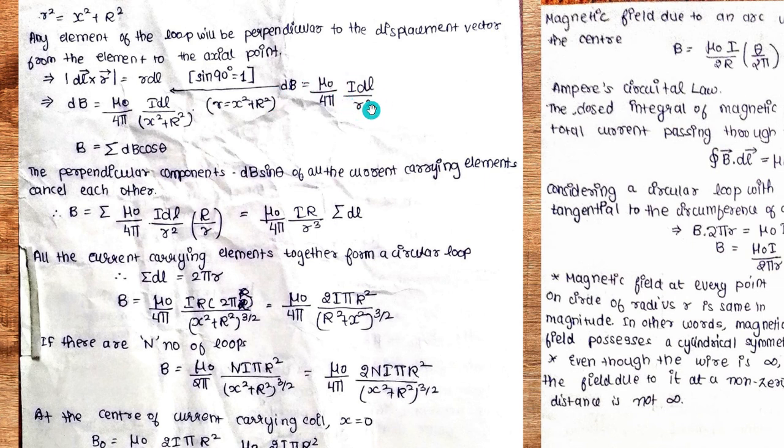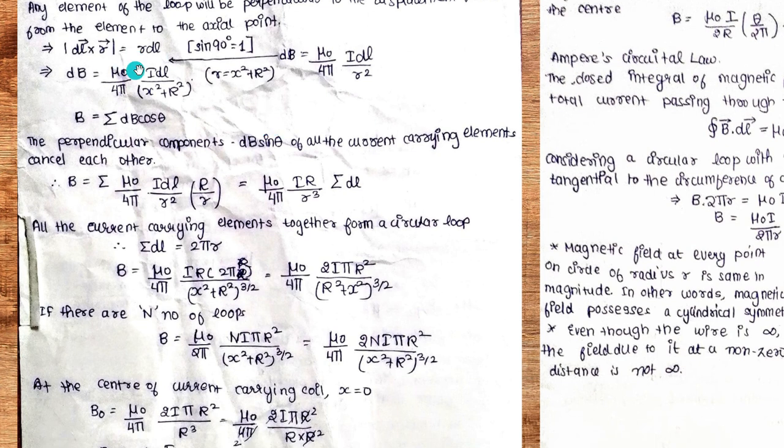So finally my dB will become mu naught by 4 pi into I dl by r square. Ideally, it should be mu naught by 4 pi I dl r by r cube, so r cancels, and we get dB is equal to mu naught by 4 pi into I dl by r square. What is this small r square? It is x square plus capital R square. So dB is equal to mu naught by 4 pi into I dl by x square plus capital R square.